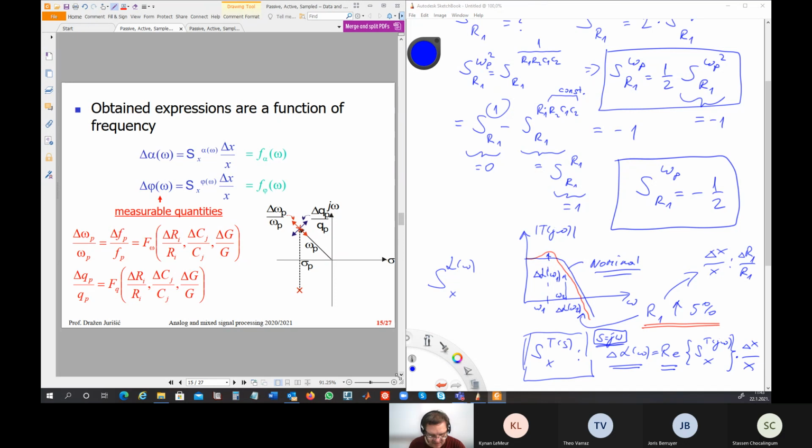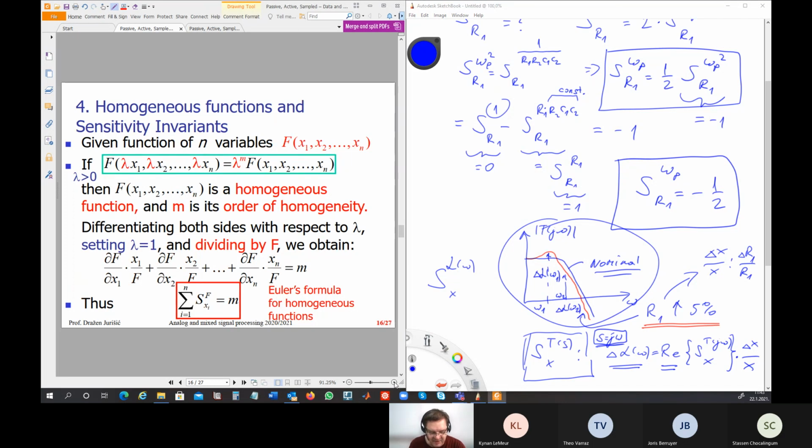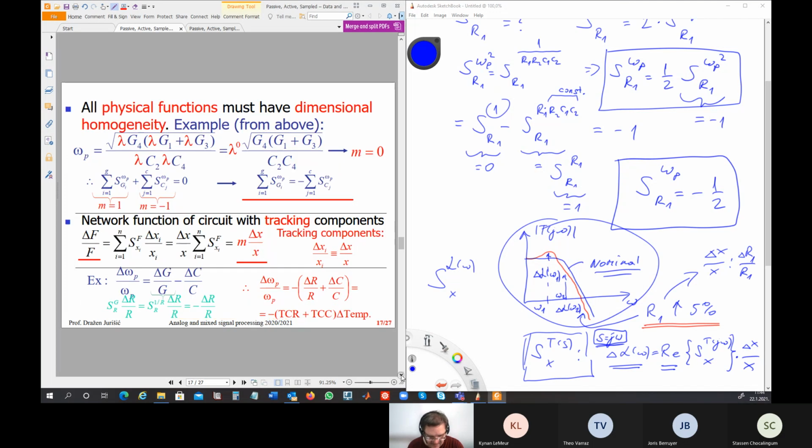Okay, this is another graph which shows how these variations are looking like. They are functions of frequency. This is what I have just told you here. Another interesting property of function f is that it can be a so-called homogeneous function. And homogeneous means if you multiply by some parameter lambda each of the variables xi, then you can put out lambda to the power of m, and then this power of m is the order of the homogeneity, and this is a mathematical term. This will be useful in researching sensitivity, so that's why it's here on the slide. But we will not use it.